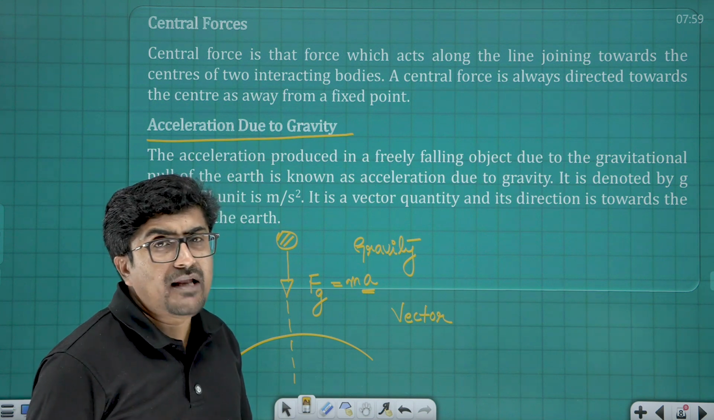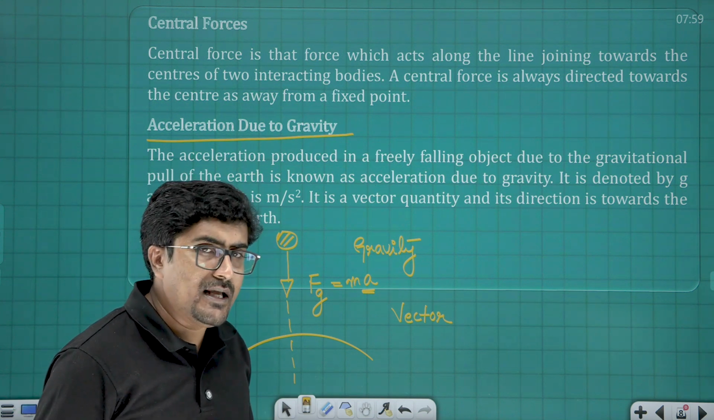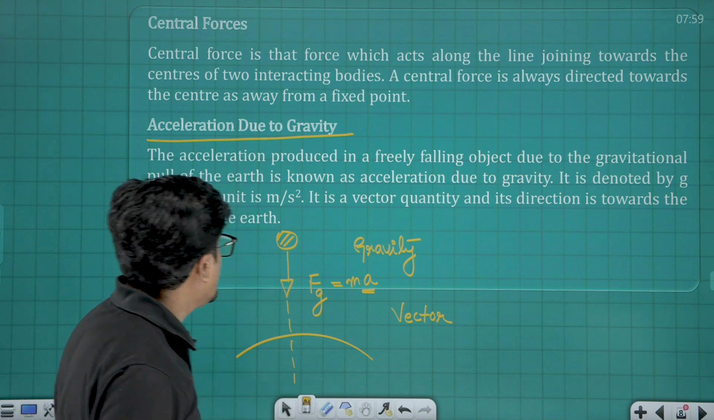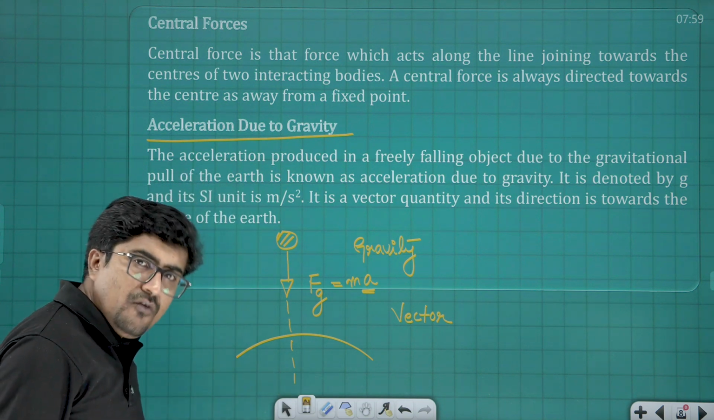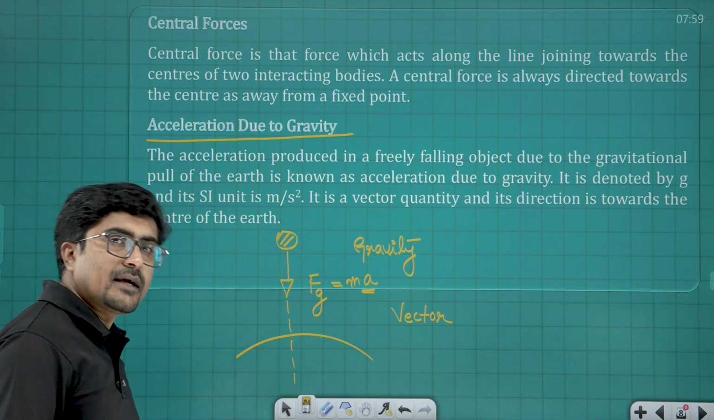So obviously the dimensional formula of acceleration is LT raised to -2. Here also it is going to have the same thing, and obviously the unit is meter per second square.